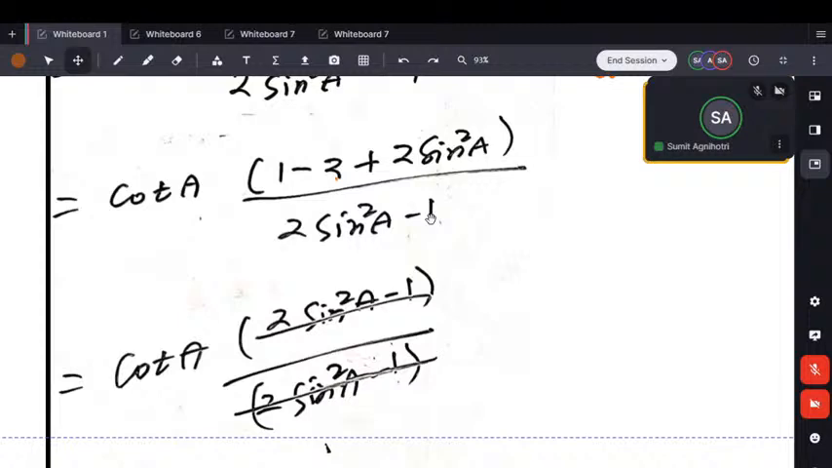Okay, let's consider the 4th question. In the 4th question, I will just write the question here. You just observe the question first. The question is sin power 4 theta minus cos power 4 theta, and you need to answer it equal to this much, 1 minus 2 cos square theta. This is your question.